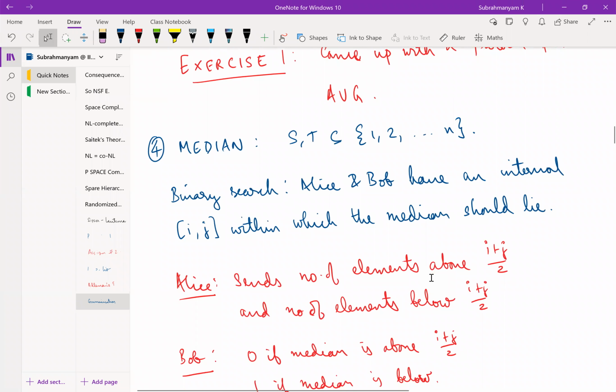Okay, another function is median. You know median: if you arrange the numbers in increasing or decreasing, that is sorted, order, what is the value that comes in the middle? Again, S and T are sets like before. Now I'll just describe this; it is not an exercise, but this is something that you should probably think about.